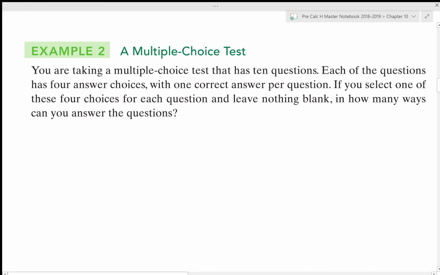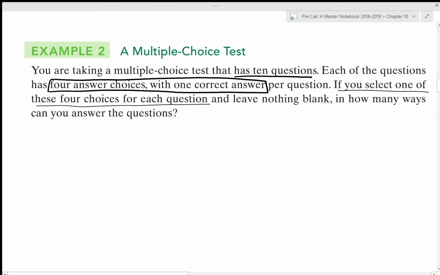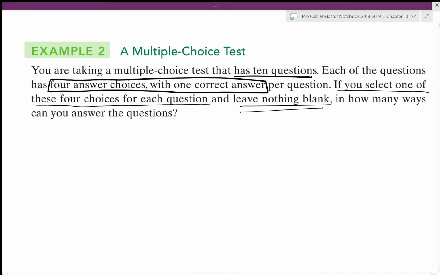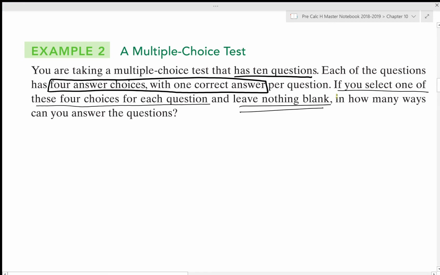So, example 2, multiple choice test. You are taking a multiple choice test that has 10 questions. Each of the questions has 4 answer choices with 1 correct answer per question. If you select one of these 4 choices for each question and leave nothing blank, how many ways can you answer these questions? So they just asked, not what's your chance of passing.